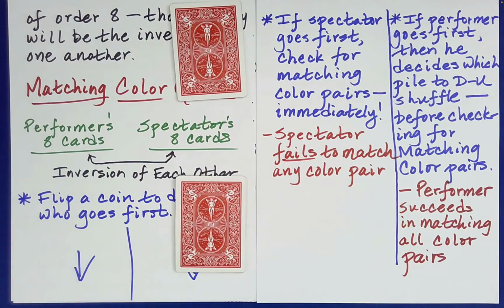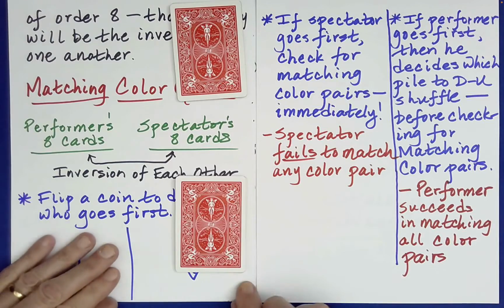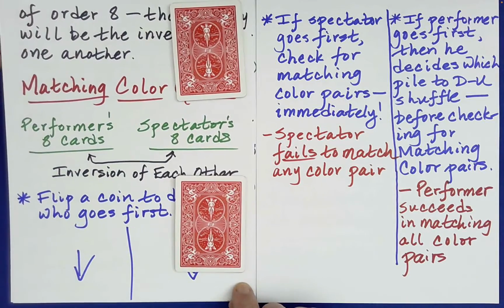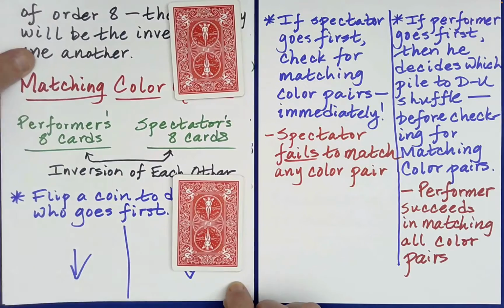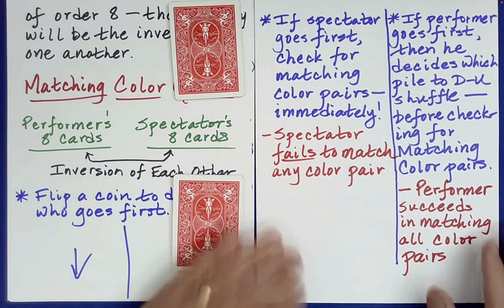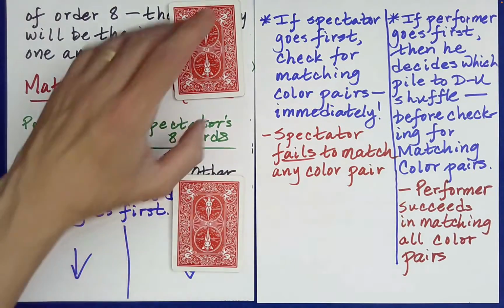Then what you do is you perform your down under shuffle before checking for matching pairs. Okay, so let's just do a round of this, and I think you'll see what's going on. If the spectator says they want to go first, you say, well, that's fine. Okay, well, let's just see how you've done.